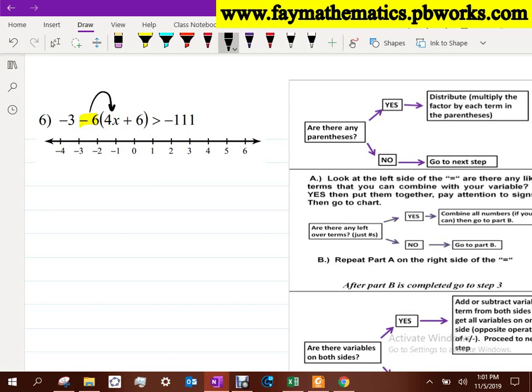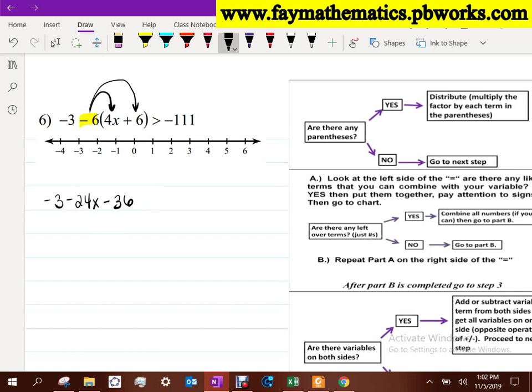Negative 6. So then I get negative 3 minus 24x, right? What's that going to give me? What's negative 6 times 6? Negative 36. You wrote positive 36, didn't you? Yeah. I didn't add the 6 and I put a minus. Okay, so just be careful there.